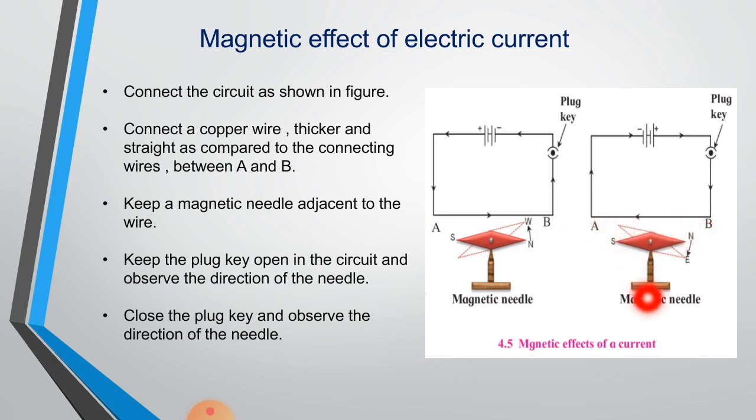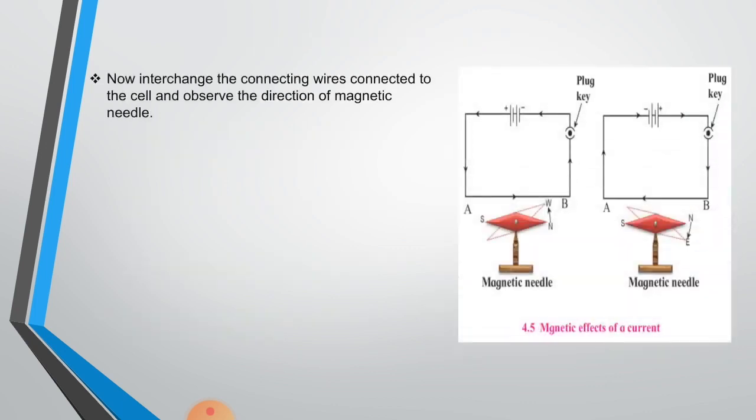Here also you can see the change: the north pole moves towards the east side, and here the north pole moves towards the west side. These are the differences which you can see in both the situations. Now interchange the connecting wires connected to the cell and observe the direction of the magnetic needle.